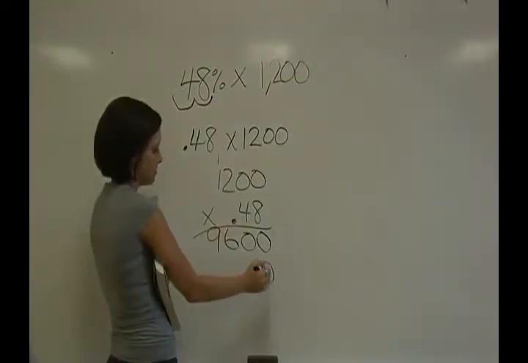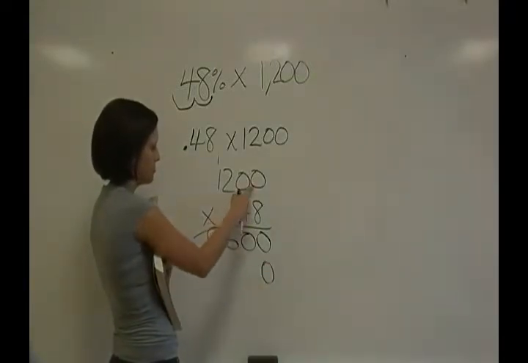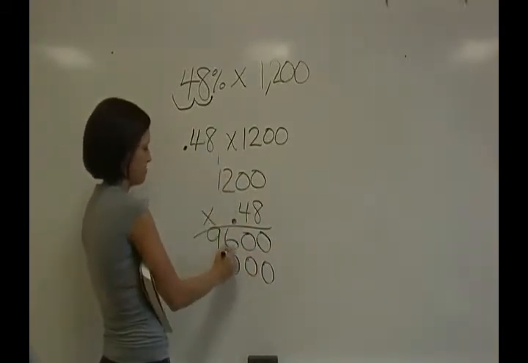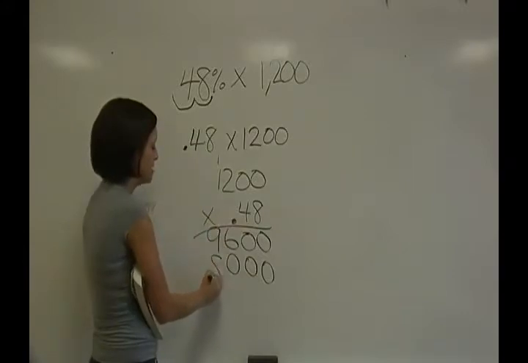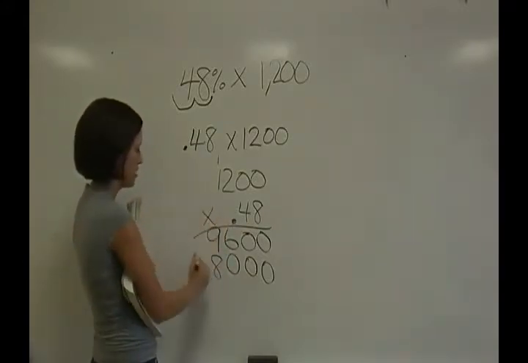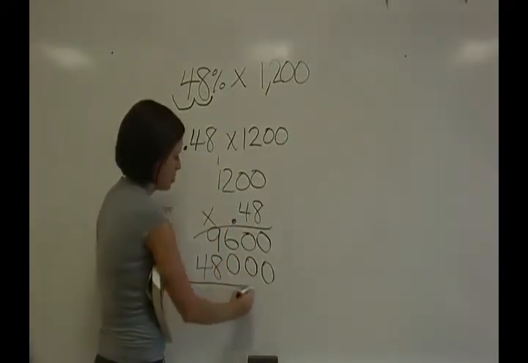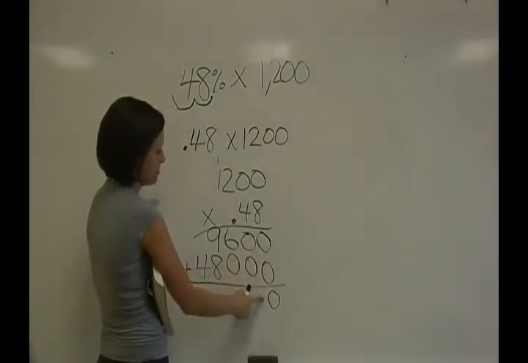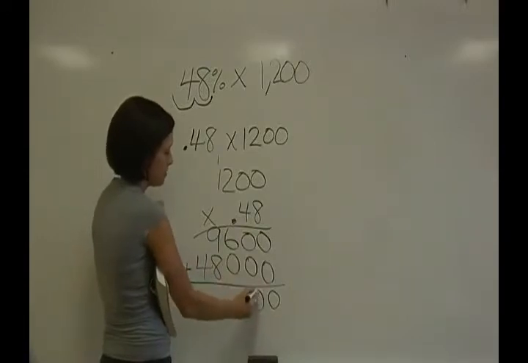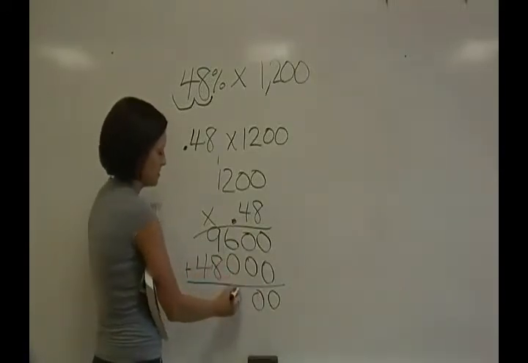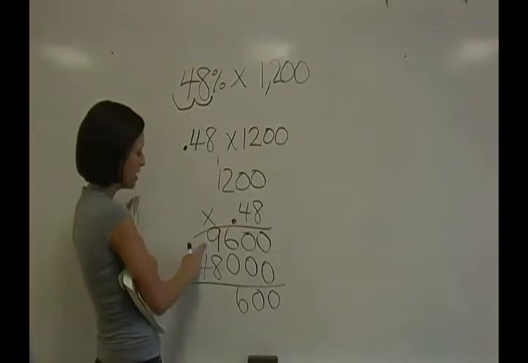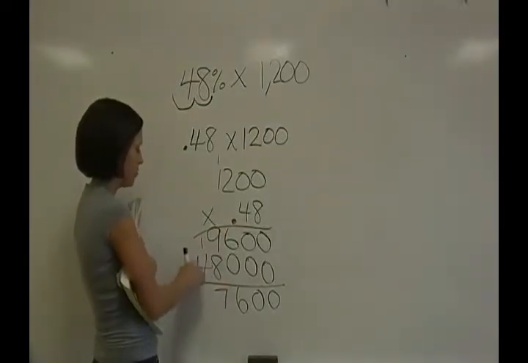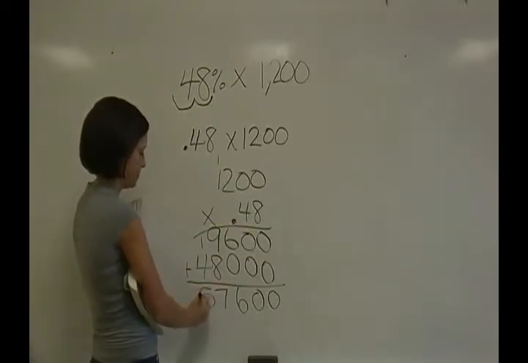Then we add our 0, and we multiply. 4 times 0 is 0. 4 times 0 is 0. 4 times 2 is 8. And 4 times 1 is 4. And then we'll add. 0 plus 0 is 0. Same thing here. 6 plus 0 is 6. 9 plus 8 is 17. Carry your 1. 4 plus 1 is 5.